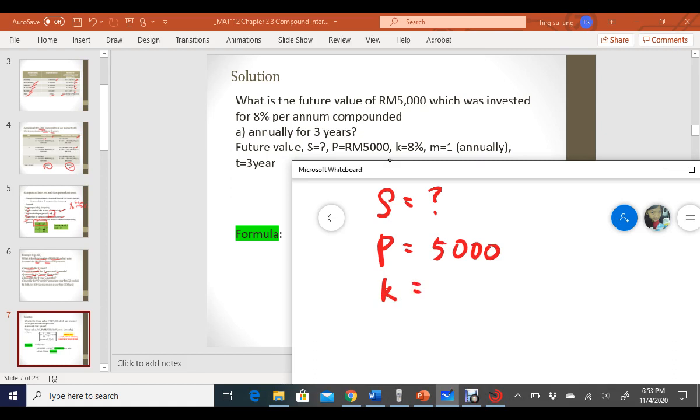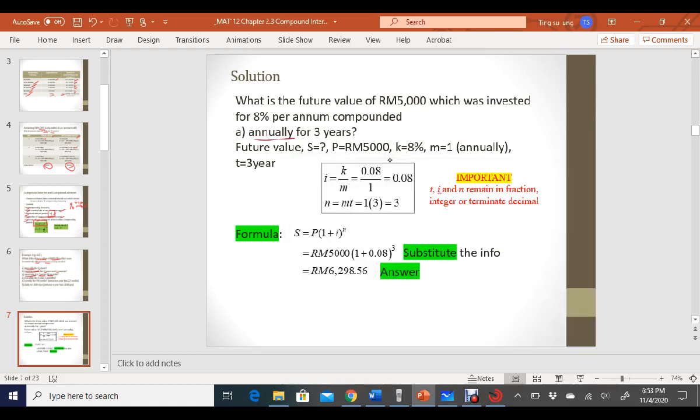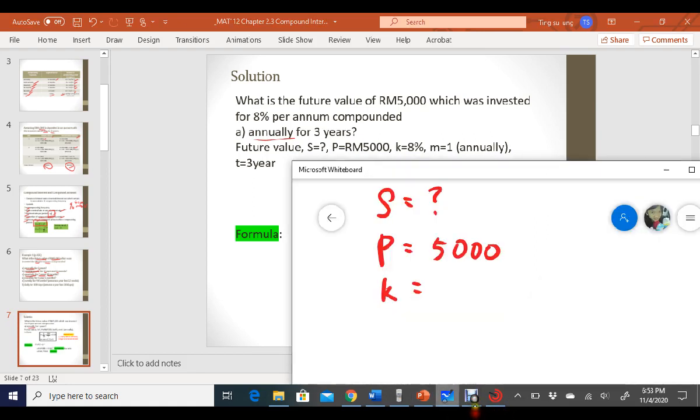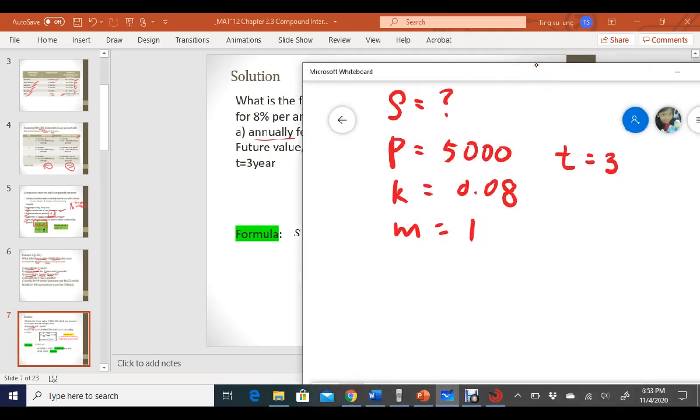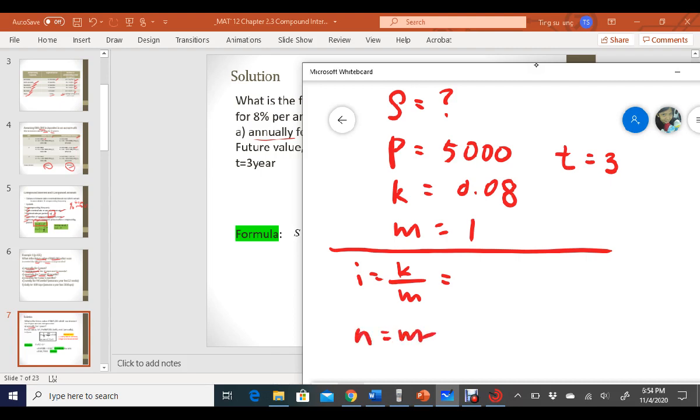K value is what? For the first one, because it is annually, your M will be 1. Write down your K value, because it is 8%, so it is 0.08. Your M is equal to 1, and in this case your T will be 3. This will be your initial information. After that, do remember I equals K over M, and N equals M times T.